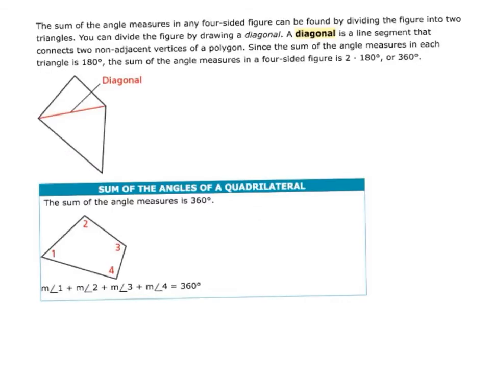We can also use the triangle sum rule to find the number of degrees in the angles in any polygon. The sum of the angle measures in any 4-sided figure can be found by dividing the figure into 2 triangles. You can divide the figure by drawing a diagonal. A diagonal is a line segment that connects 2 non-adjacent vertices of a polygon. A vertex is an angle, so it connects 2 angles in the polygon that are not adjacent or next to each other. Since the sum of the angle measures in each triangle is 180 degrees, the sum of the angle measures in a 4-sided figure is 2 times 180, or 360 degrees.